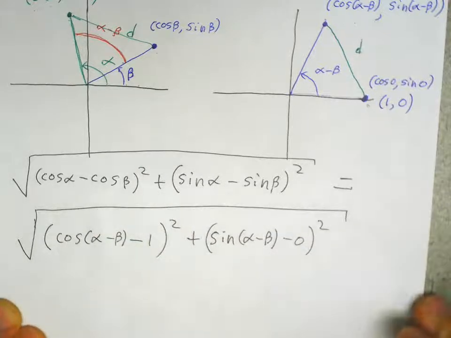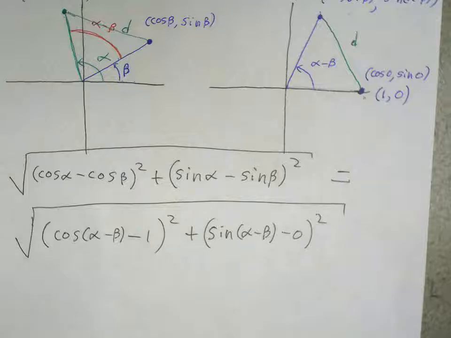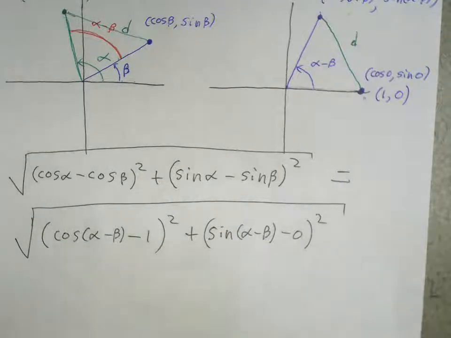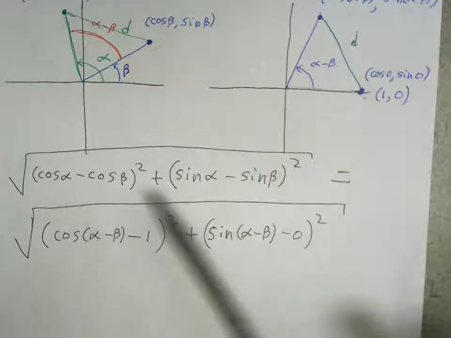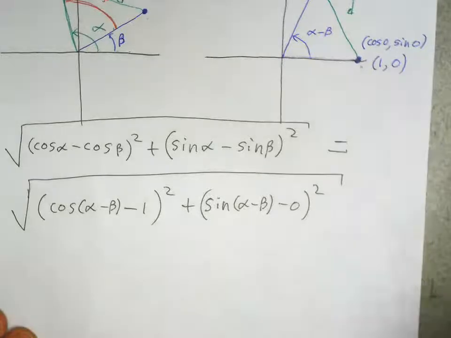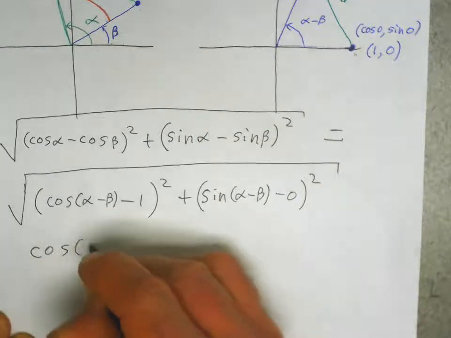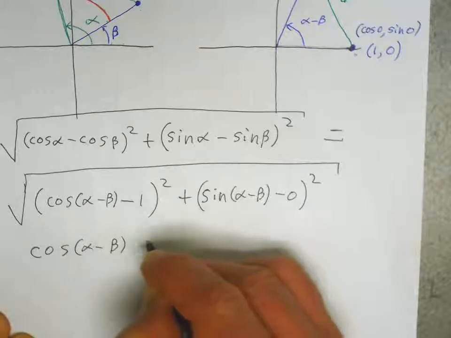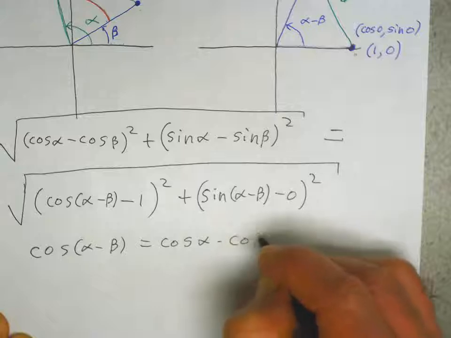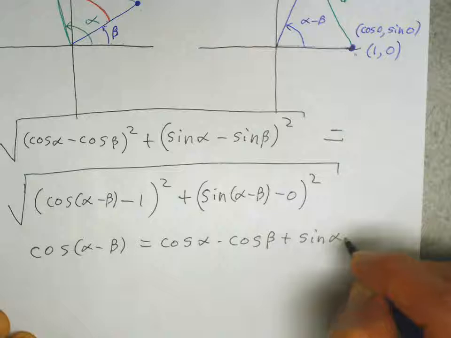Okay, so we're down to 1 minute. But if you square both sides and then square the quantities, you'll eventually end up with cosine of alpha minus beta is equal to cosine of alpha times cosine of beta plus sine of alpha times sine of beta.